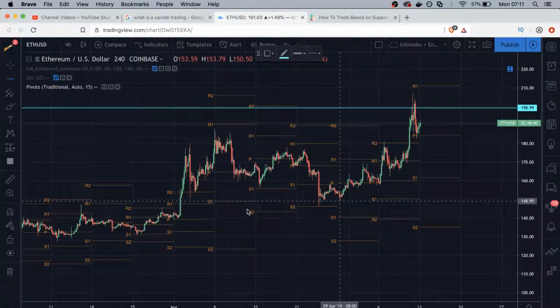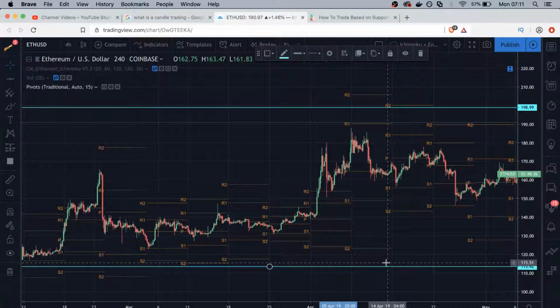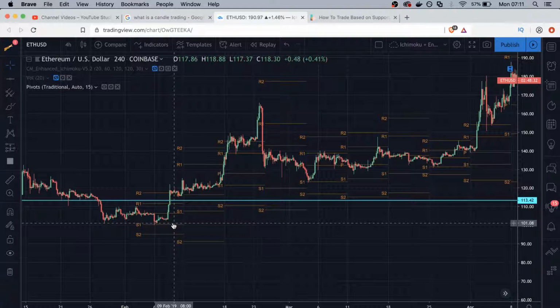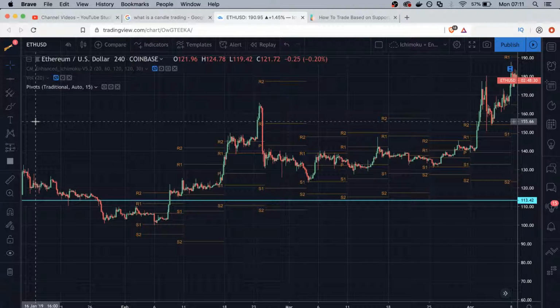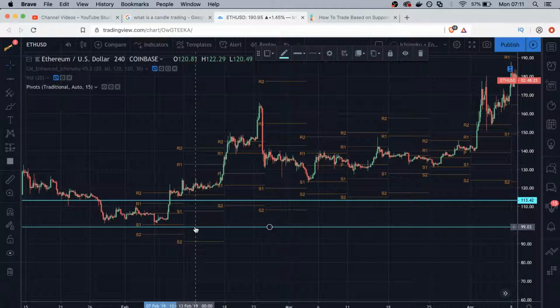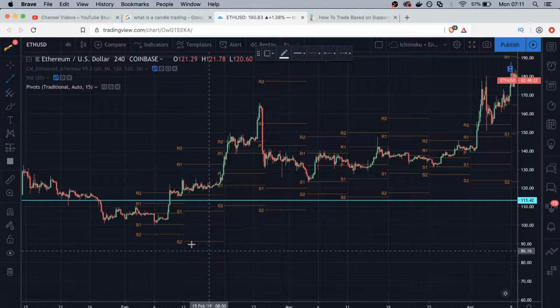Alright, I'm trying to see if I can find a nice trend line that I can draw just to show you as an example. I believe this might be one. So we've got one, oh that's the wrong one, sorry. We've got the trend line here.